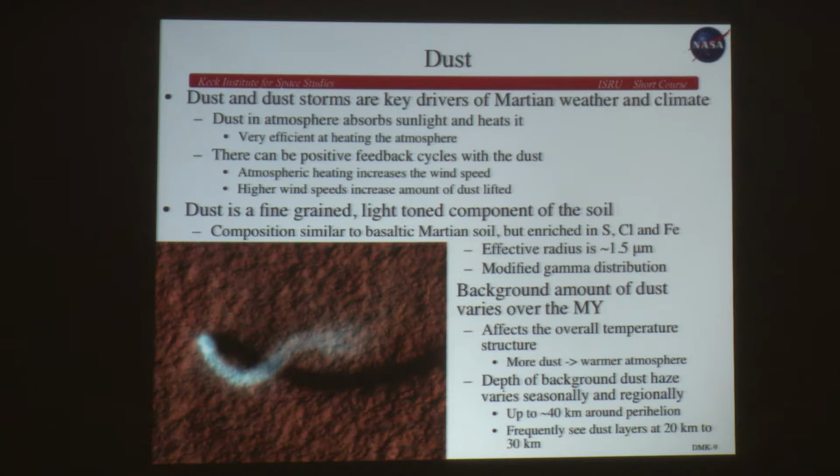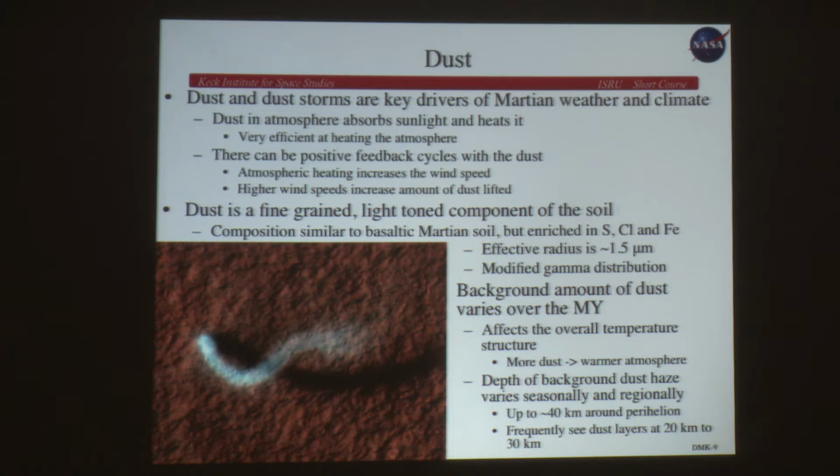Dust and dust storms are a key driver of the Martian weather and climate. You've heard me refer to dust before. Basically, dust in the atmosphere absorbs sunlight and heats it. Otherwise, the atmosphere is very cold. It's very efficient at heating the atmosphere because it's opaque over most of the wavelengths, as opposed to the gas itself.